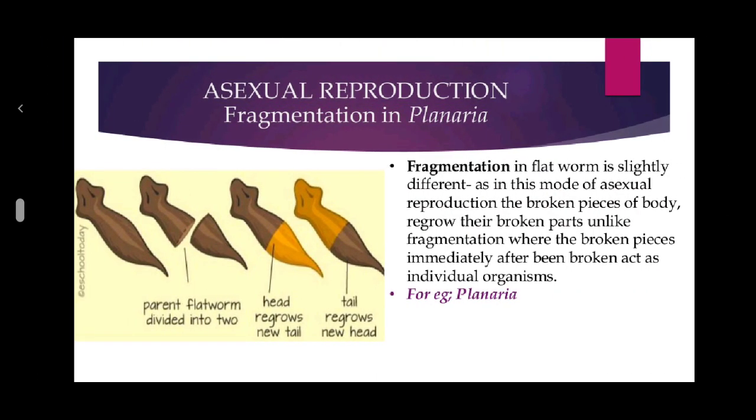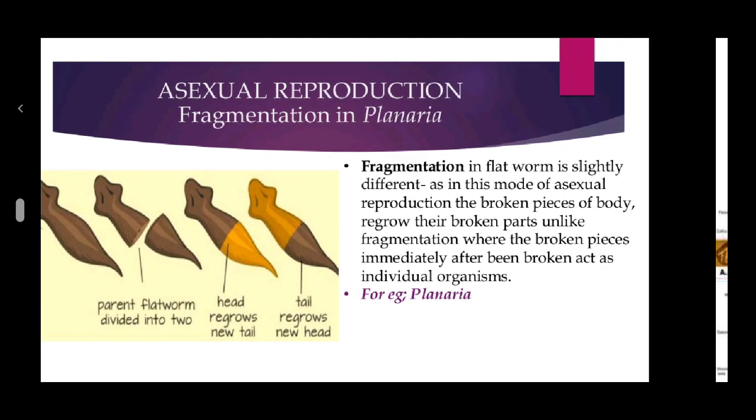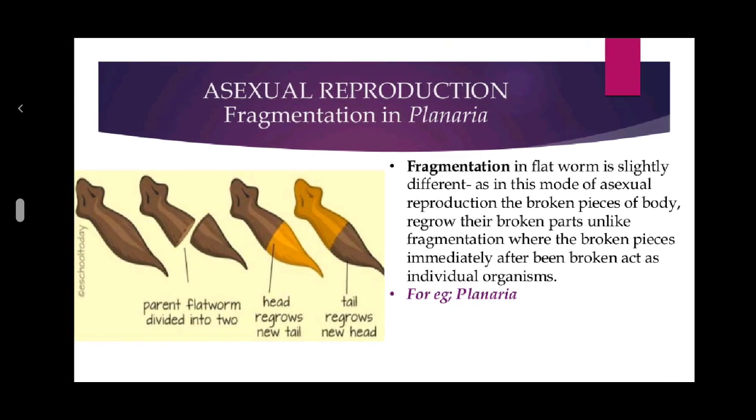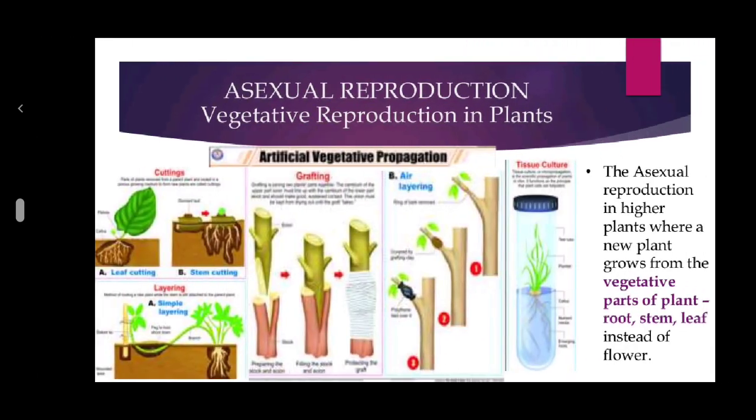Next is regeneration. Regeneration is quite different from fragmentation. In fragmentation, the organism divides into many pieces and each piece is able to form a new organism, and fragmentation occurs when the organism matures and breaks into several pieces. But in regeneration, the organism breaks into many pieces accidentally and each piece is able to form a new organism, and the best example of regeneration is the starfish.